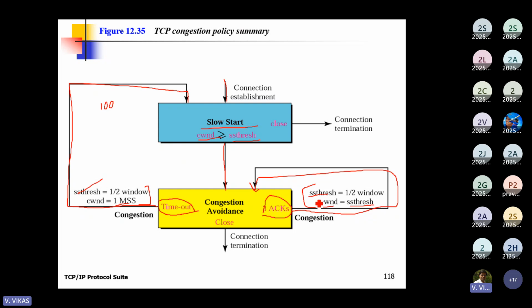So in both cases, whether you have a timeout or 3 duplicate acknowledgements, we make the slow start threshold half of the present window size. But for the congestion window size, on timeout we start from the beginning, that is one maximum segment size. When we go with 3 duplicate acknowledgements, whatever SS threshold value we have, that value we consider, and we start from that congestion window size. Okay, is it clear for everyone?